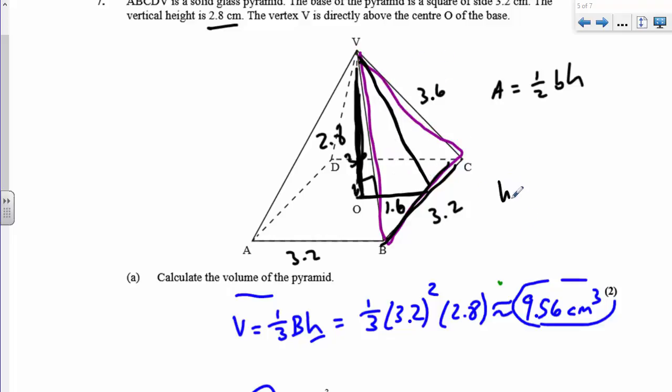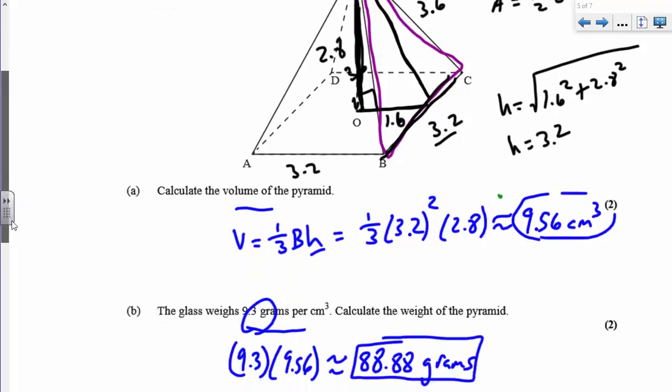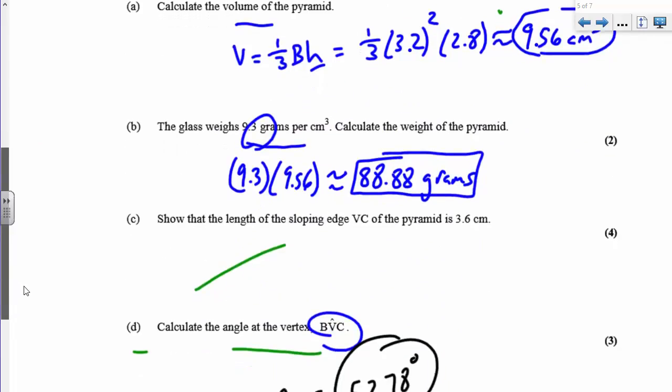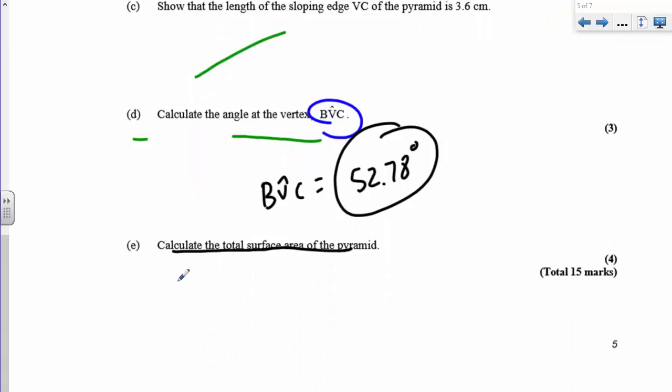Okay, so this height is going to equal the square root of 1.6 squared plus 2.8 squared. As it turns out, ironically, that height is going to be 3.2, which is actually the same thing as this. Okay, it is 3.2. So what I'm going to say then is that the area of one face, for that triangle, is going to equal 1/2 times 3.2 times 3.2, or 3.2 squared.